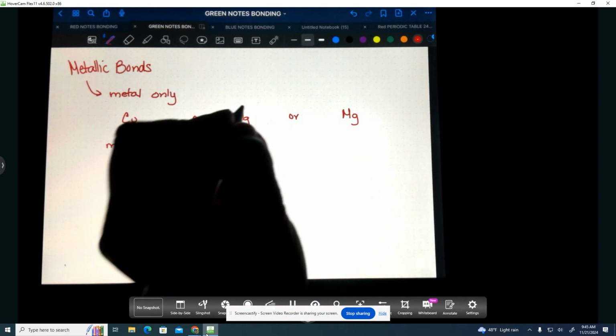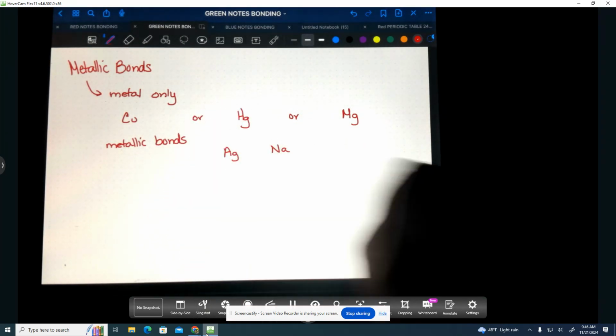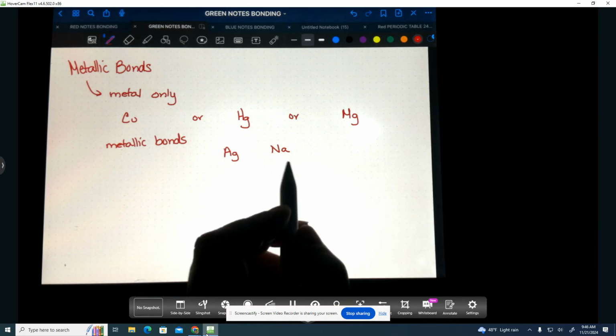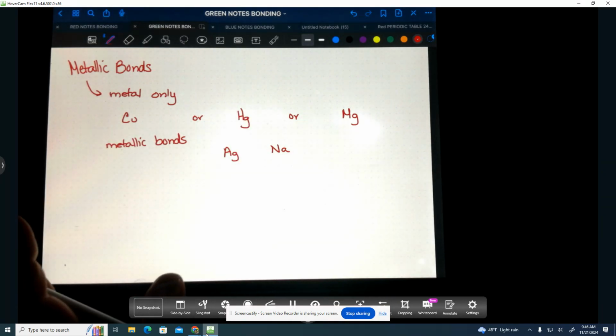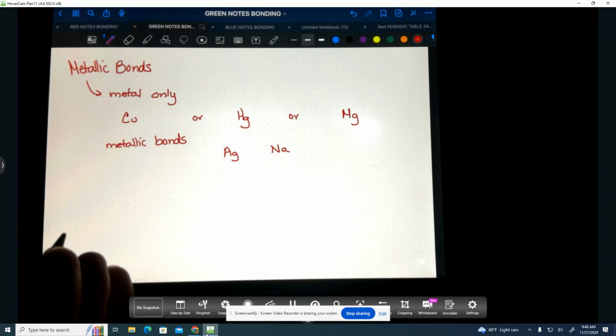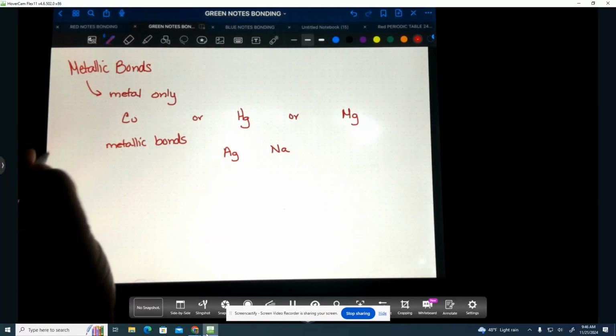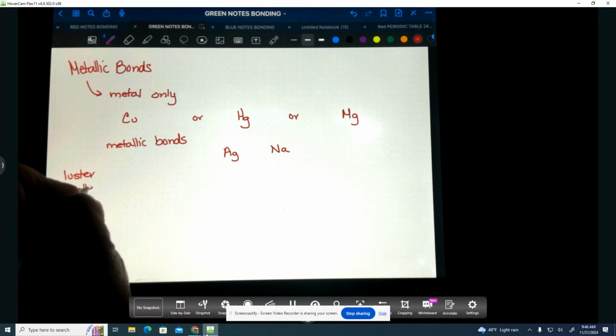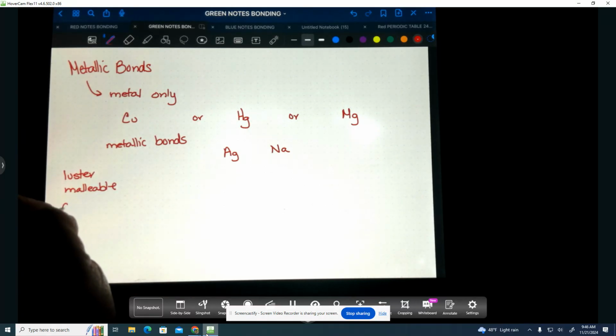Metallic bonds. What kind of bond does sodium have? Metallic bonds. It's a metal. It's on the left side of the periodic table. And it's bonded sodium to sodium to sodium to sodium with metallic bonds. Now, all metallic substances have luster. They are malleable. They are ductile.